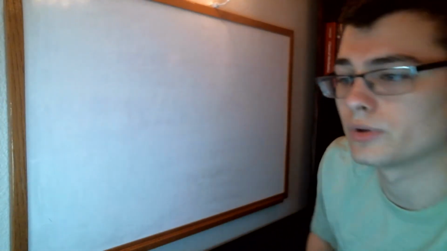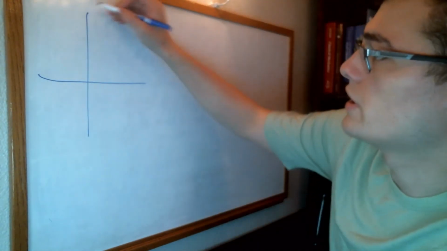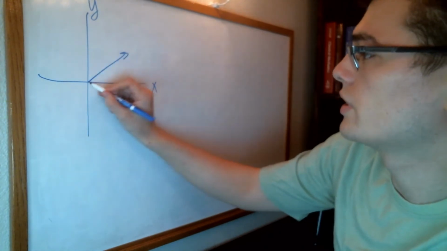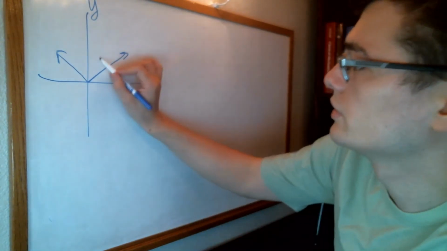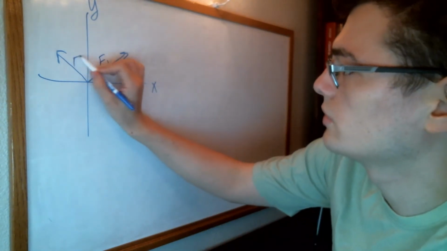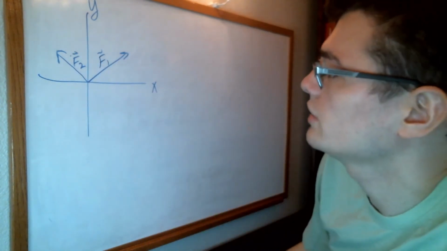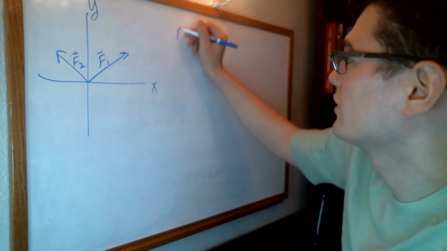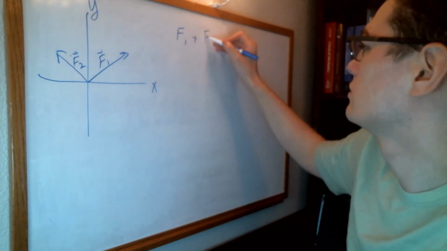Okay, so next up I really want to talk about the superposition of forces. So say we have an xy axis here, and we have one force pulling this way and one force pulling that way. And so we can denote this as F1, and we can denote this one as F2. So then what we can do in order to superposition these is we just have to add them. So we have F1 plus F2.